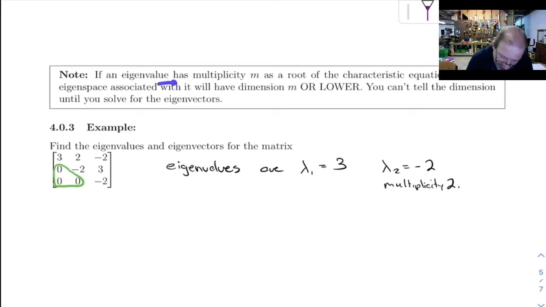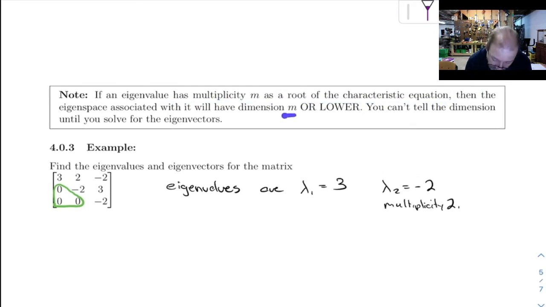The node says if an eigenvalue has multiplicity m as a root of the characteristic equation, then the eigenspace associated with it will have dimension m or lower. So that means this one over here is going to have dimension 1 or possibly 0. This one over here is going to have dimension 2, 1, or 0. And you can't tell what that dimension is going to be until you actually go through and solve for the eigenvectors. So we need to do two things here. We need to solve for the eigenvectors for this one and solve for the eigenvectors for that one.